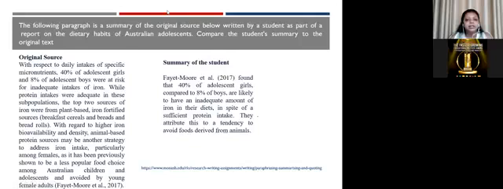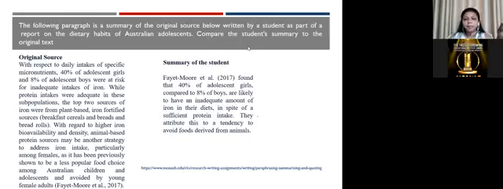What you see here is a summary that is written by a student, and we are going to analyze this slowly and see what you can take away. It's about the dietary habits of Australian adolescents. Can you see this clearly? Can you identify this? Yes, right? Now let's look at the original source. I will do this very slowly because you need to understand this technique.